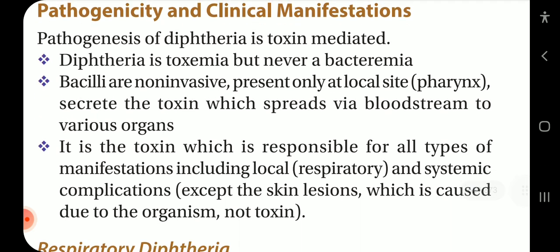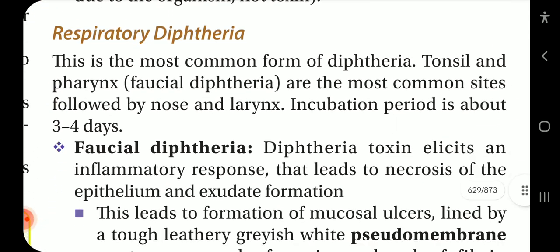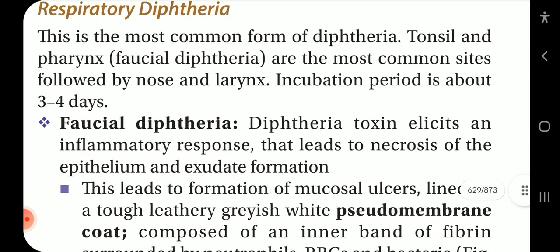Pathogenicity and clinical manifestation. Pathogenesis of diphtheria is toxin mediated. Diphtheria is a toxemia but never a bacteremia. Bacilli are non-invasive, present only at the local site, the pharynx, and secrete the toxin which spreads via the bloodstream to various organs. It is the toxin which is responsible for all types of manifestation including local, respiratory and systemic complications, except the skin lesion which is caused by the organism, not the toxin. Respiratory diphtheria is the most common form of diphtheria.